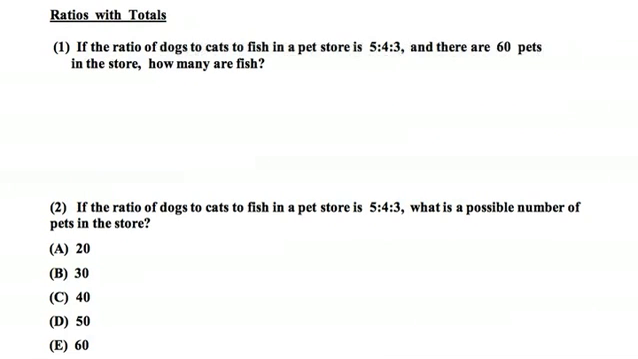Here we have problems involving ratios with totals. If you want to try these on your own, you can pause the screen now. First problem. If the ratio of dogs to cats to fish in a pet store is 5 to 4 to 3, and there are 60 pets in the store, how many are fish?